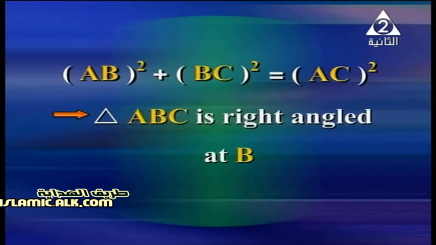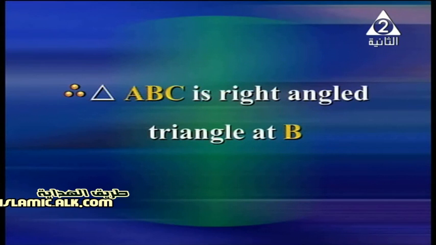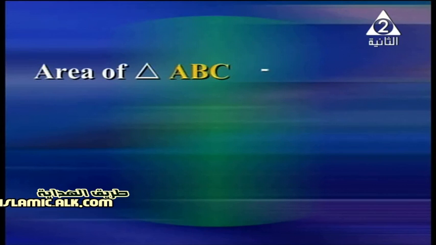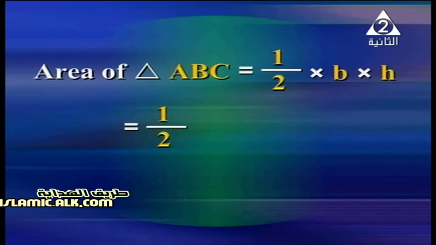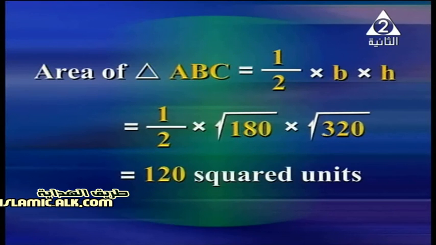So now, can you find the area of triangle ABC? Yes, you are going to write: area of triangle ABC equals half times base times height. So what about the base? It is half times, the base will be square root 180, times, what about the height? It is square root 320. When you multiply them all together, you are going to obtain a result as 120 squared units.